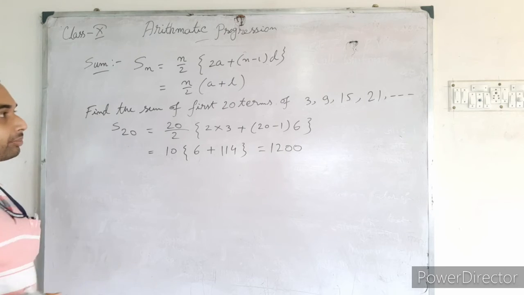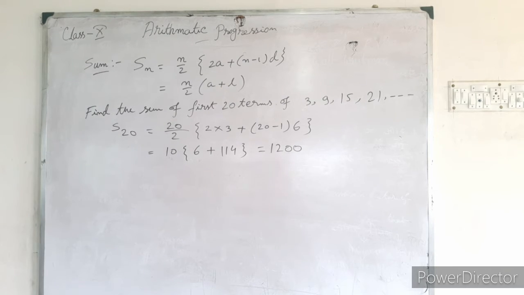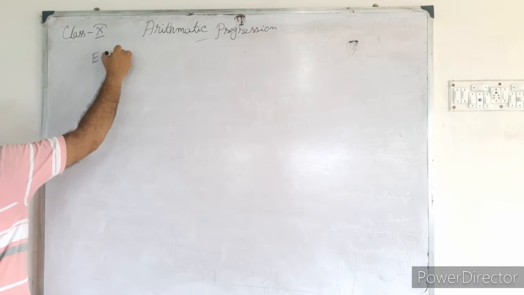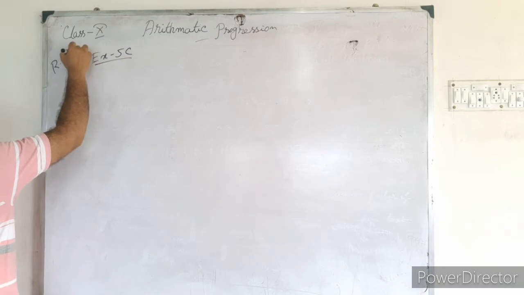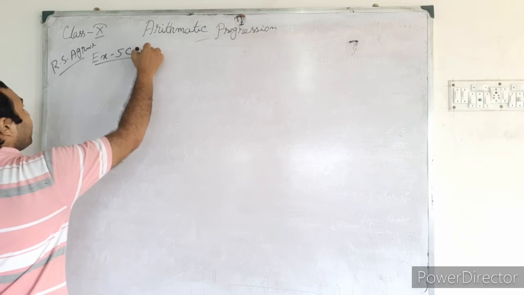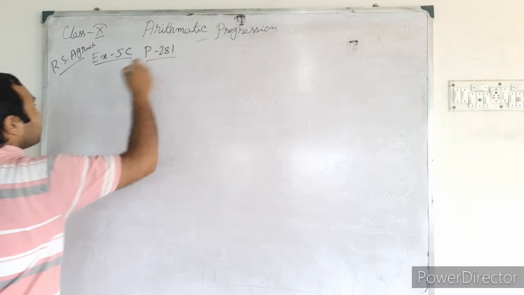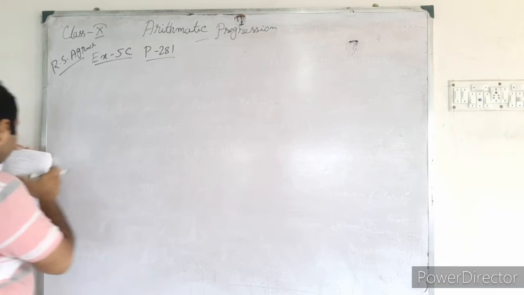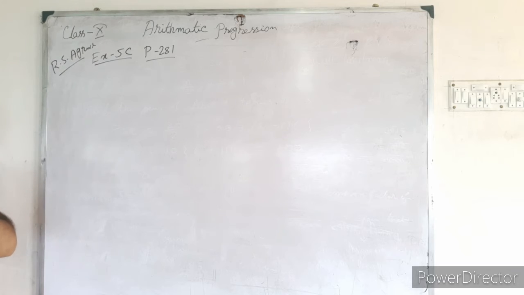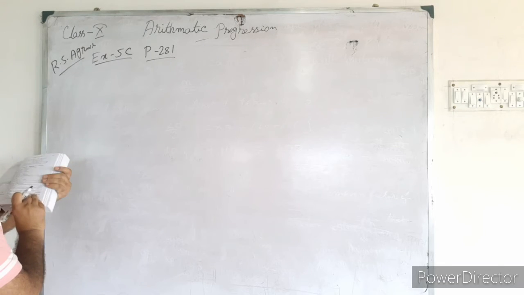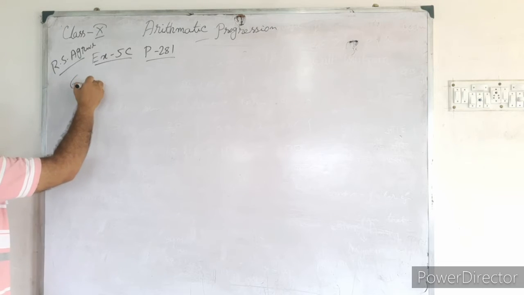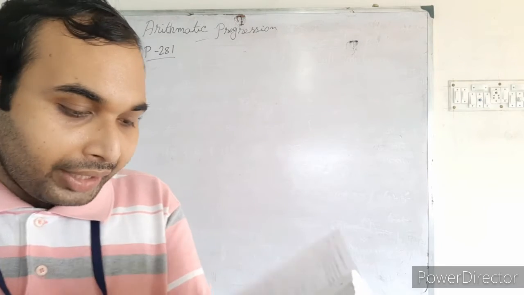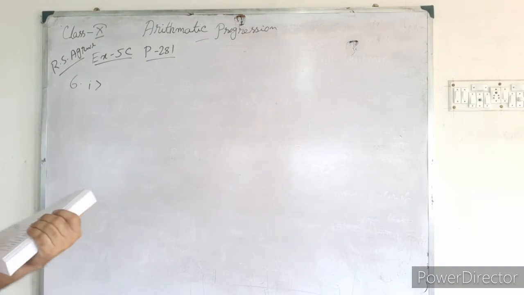Now let us do some examples from your R.S. Agarwal book, exercise 5C, page number 281. The page number may not match because this is the new edition book, I don't know if it will match or not. Just tally with the examples. The first example I like to do is 6(1). The sum of the first n terms of an AP is given. Find the nth term and the 20th term of this AP.